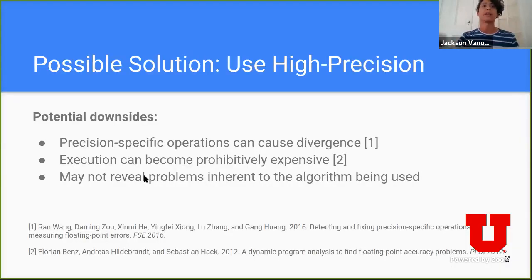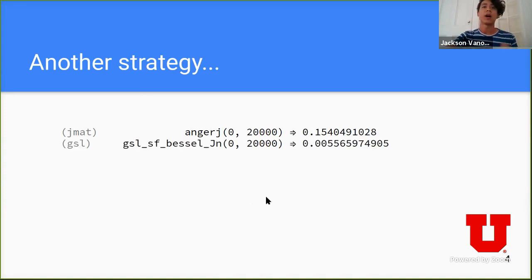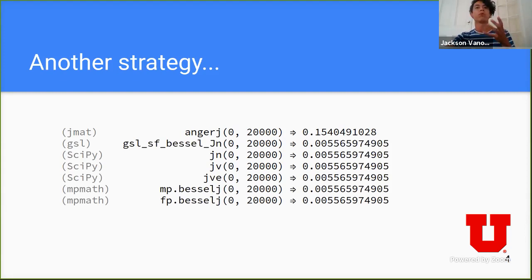Now in this domain, one of those possible solutions, like Daming was talking about, is using high precision, and he talked about some of the downsides, so I won't go into those, but it merits asking for an oracle-free approach. Here we'll offer one potential strategy, which is to identify other functions that implement the same analytical function, give them the same input, and look at the outputs for a numerical discrepancy. In this case, we can see that JMAT is clearly the outlier, and that points to this anger function implementation not being quite correct, something suspicious.